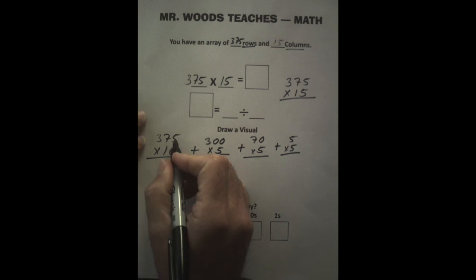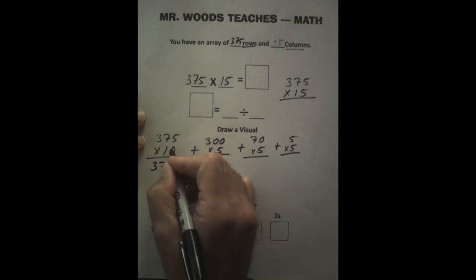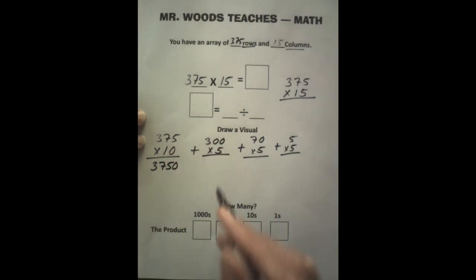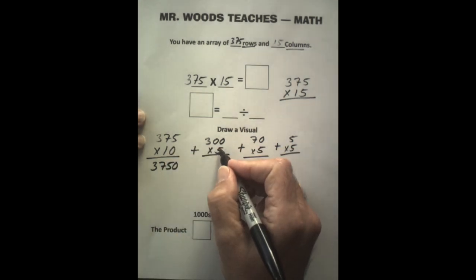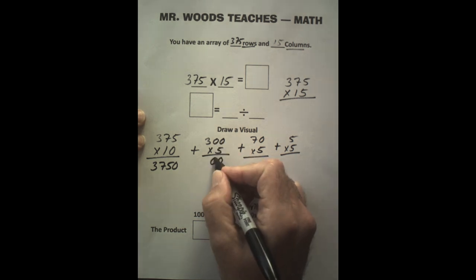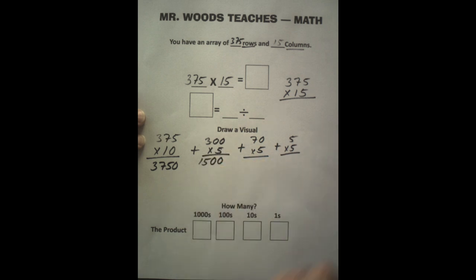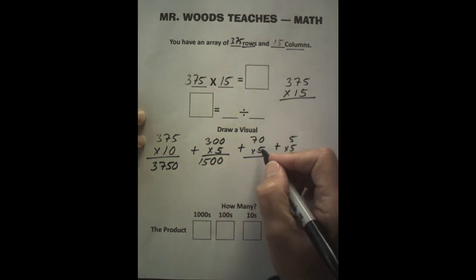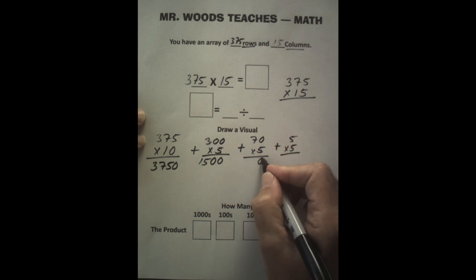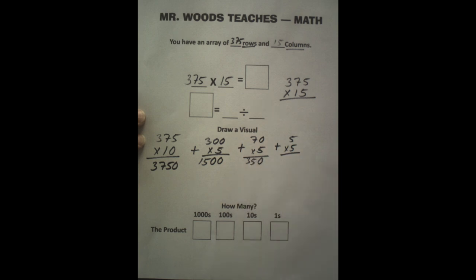10 times 375 is 3,750. You just add a zero to the end. Looking at this, it's 5 times 0 is 0. 5 times 0 is 0. 3 times 5 is 15. 5 times 0 is 0. 5 times 7 is 35. And 5 times 5 is 25.